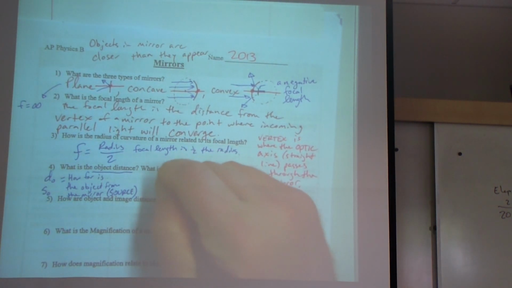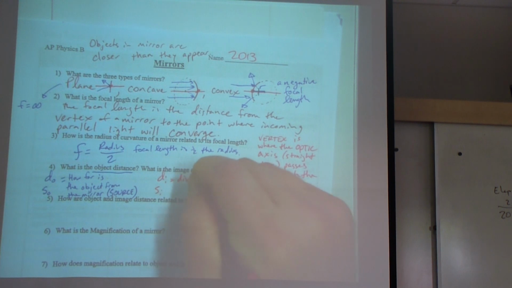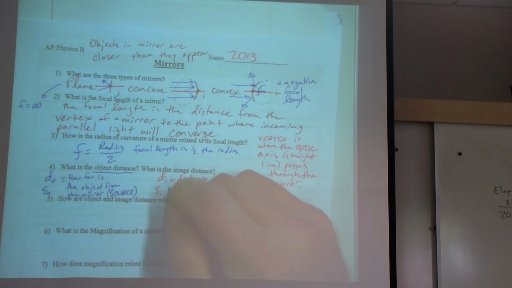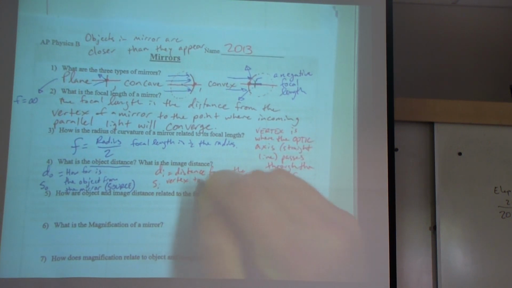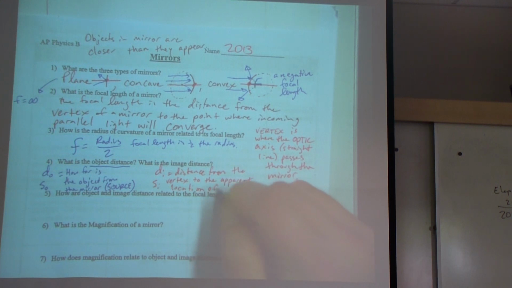We abbreviate that with DI or SI. That is the distance from the vertex to the apparent location of the image.